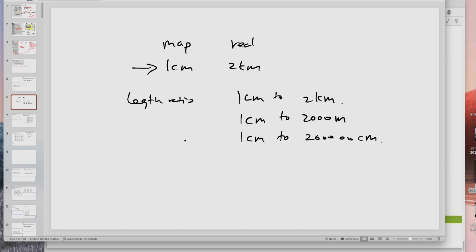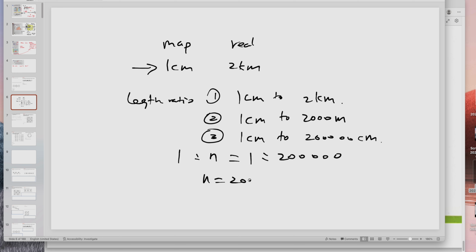And the question wants 1 to n. So which one do you pick? If they want 1 to n, they will say, I want you to get it into 1 to n. So which length ratio do you give to the question? 1 cm to 200,000. Correct. So in this case it is 1 to 200,000. If they want you to find n, it is 200,000. So you need to know what to give to them. When they give you 1 to n, what it means is same unit ratio.